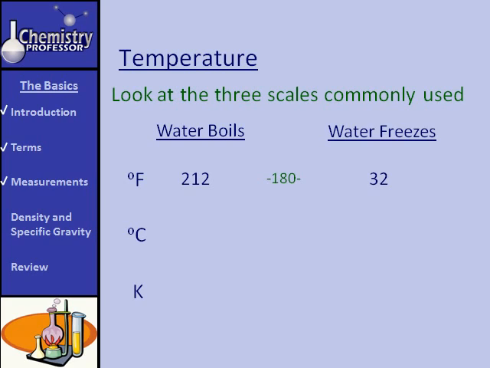On the Celsius scale, water boils at 100 degrees Celsius and freezes at 0. So water exists as a liquid over 100 units on the Celsius scale. For Kelvin, water boils at 373 and freezes at 273 kelvins. So once again, water exists over a range of 100 units on the Kelvin scale. Therefore, it takes 100 units to describe the existence of water as a liquid on two of the scales, Celsius and Kelvin.